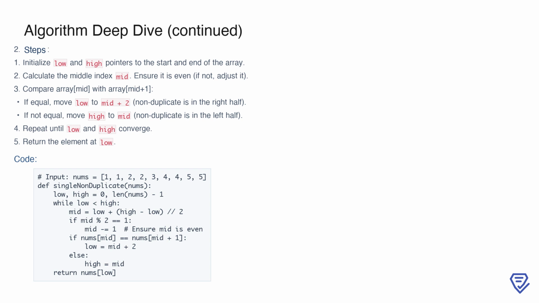Now, compare the element at mid with the one immediately following it. If these two elements are equal, it means the non-duplicate element lies in the right half of the array, so we adjust low to mid plus 2. Otherwise, it lies in the left half, so we move high to mid. This process continues until the low and high pointers converge, at which point the element at low is the single non-duplicate element. The provided Python code demonstrates this process step by step. It efficiently reduces the search space with each iteration, ensuring that the solution is both fast and correct.